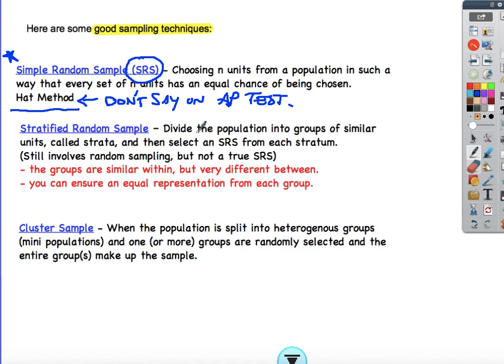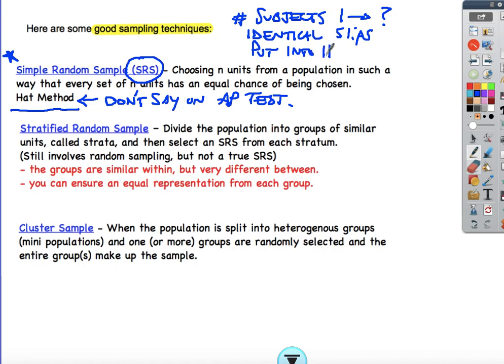But an easy way to describe it is to use the hat method, meaning you number all the people, 1 through whatever, on identical slips of paper. Put into a hat and mix thoroughly. And then you're going to draw one out at a time.